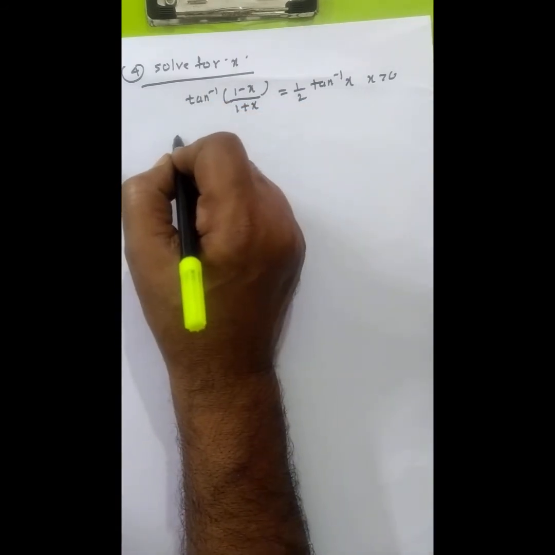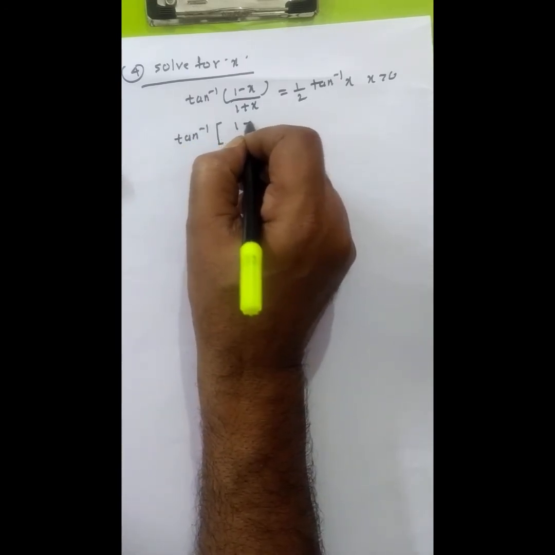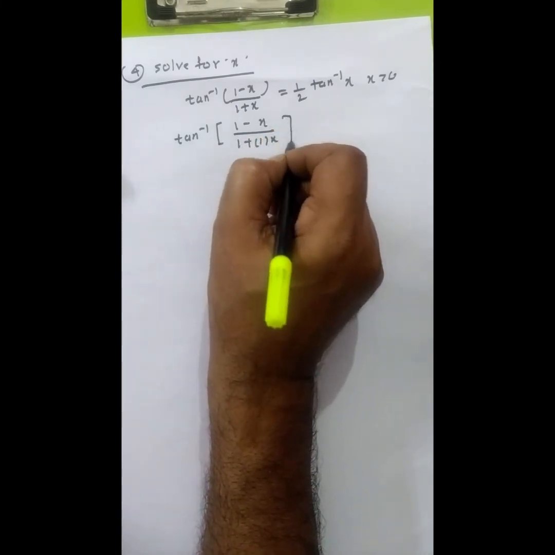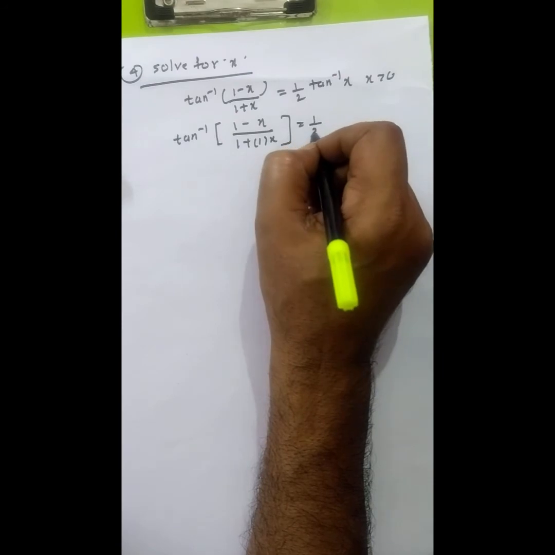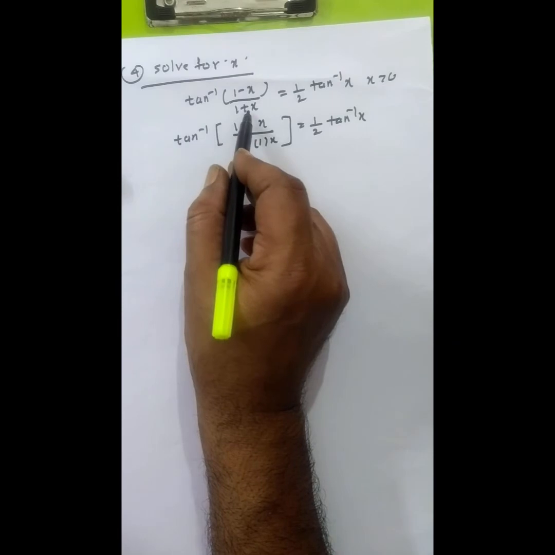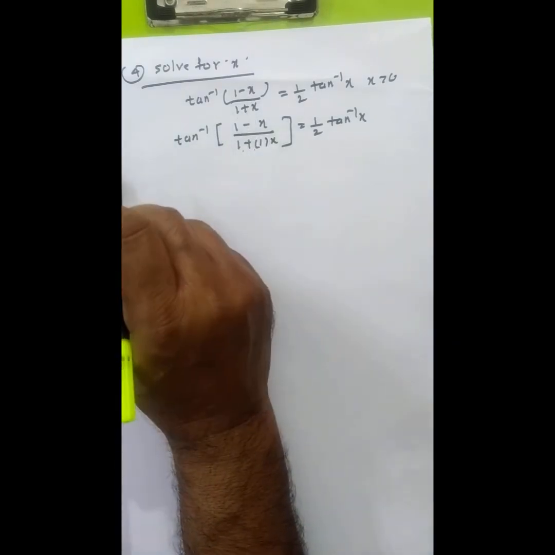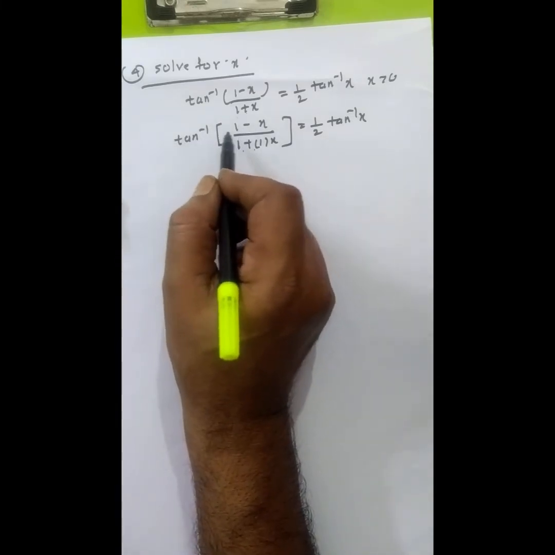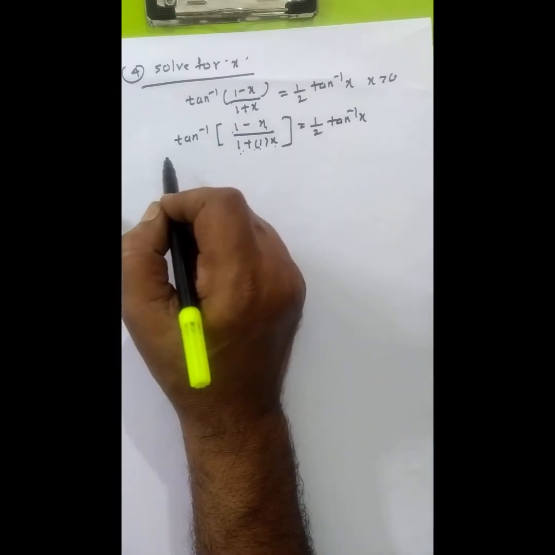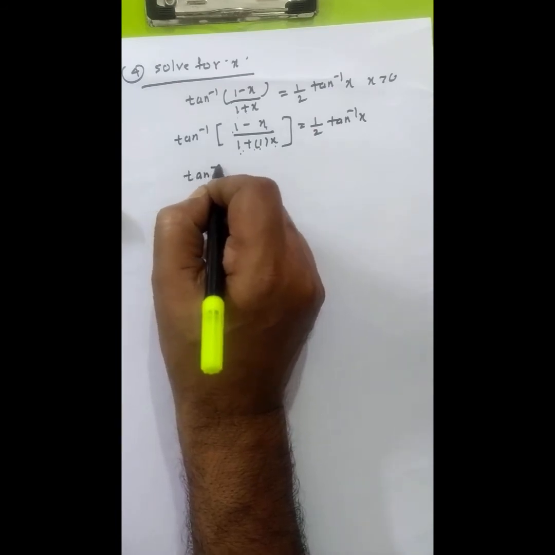So we can rewrite this as tan inverse of 1 minus x divided by 1 plus 1 into x is equal to 1 by 2 tan inverse of x. See, on the left hand side I have just taken the denominator 1 plus x as 1 plus 1 into x. 1 into x is again x. Now if you see the bracket value, this is like tan inverse of x minus y divided by 1 plus x into y. So what is tan inverse of x minus y upon 1 plus x into y? It is tan inverse of x.